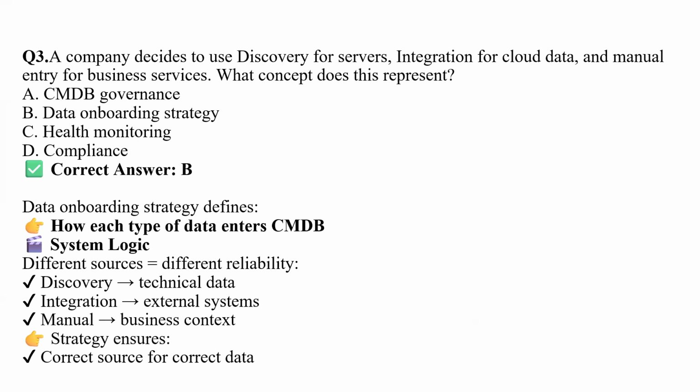A data onboarding strategy defines how each type of data enters the CMDB. Different sources have different reliability. Data can enter through discovery, through manual entry, or through integration. Discovery gives technical data, and we can define rules here. Integration comes from external systems, such as AWS and Jira. Manual entry is from Excel or CSV files, like business context. So the strategy ensures the correct source for the correct data, and through these sources, correct data will come.